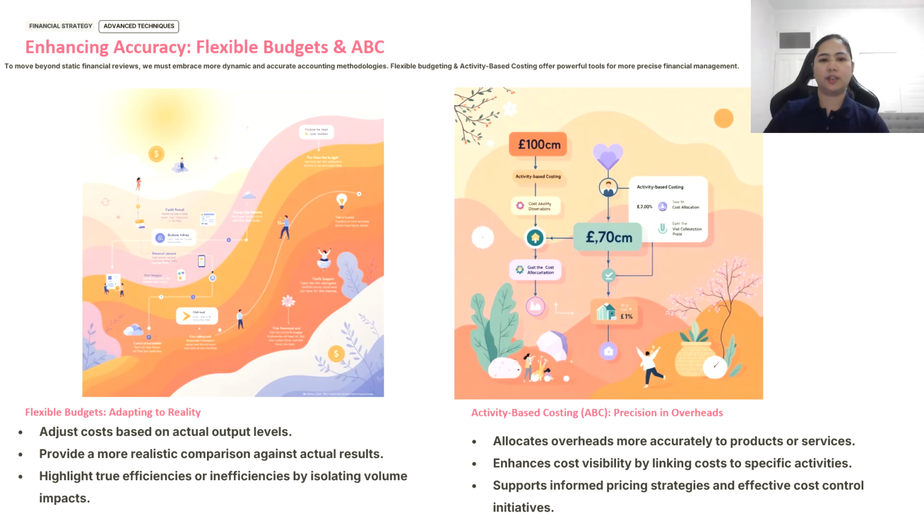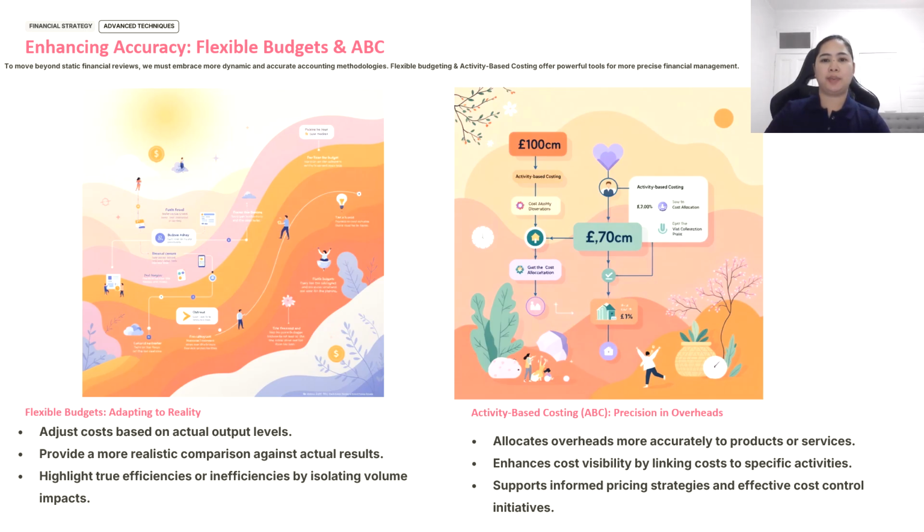Flexible budgets: adapting to reality. A flexible budget adjusts expected costs and revenue based on actual levels of activity rather than relying on a single static plan. Unlike traditional budgets that assume everything goes as planned, flexible budgets recognize that reality changes, such as sales fluctuate, costs vary, and conditions shift.